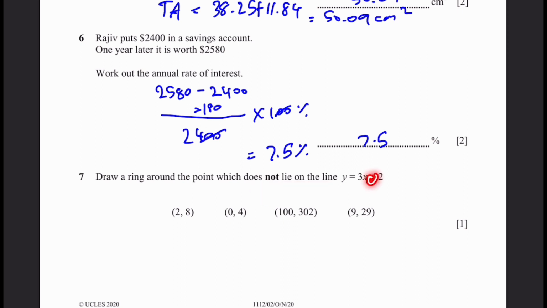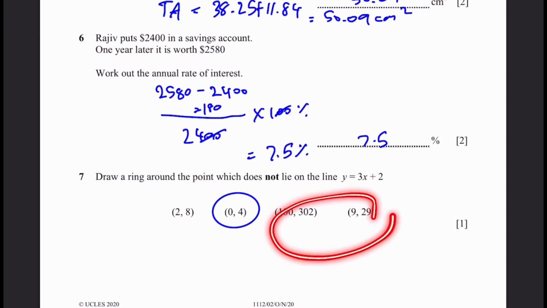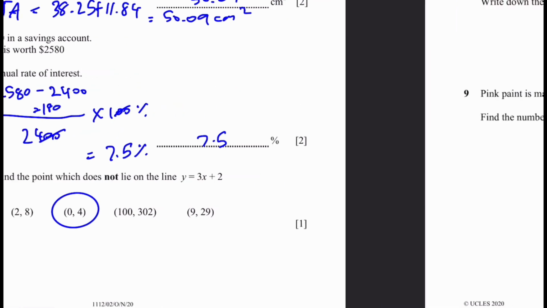0, 4. So x is 0, y is 4. Multiply, we get 0 plus 2, which is 2, but it's given y is equal to 4 over here, and that's not true, so this is the point. You can work out for the other 2 points over here. If you substitute the values inside the equation, you will get that they lie on the line. That's the answer.